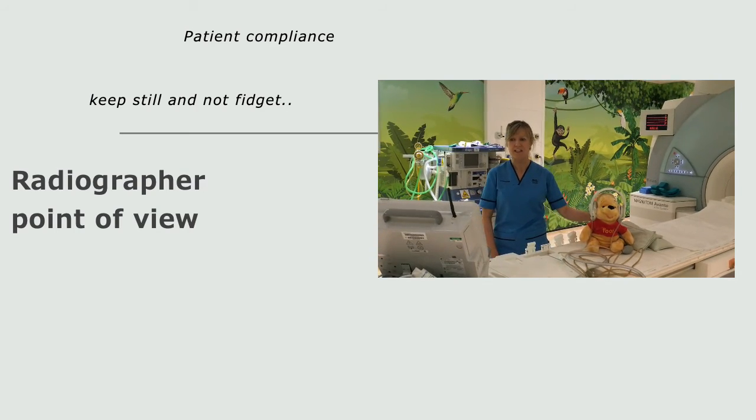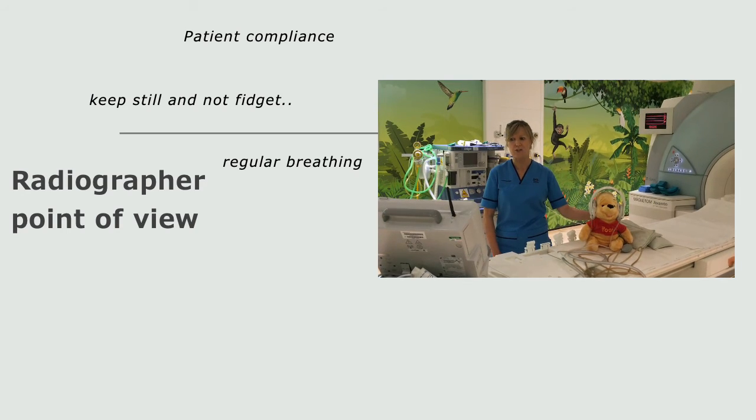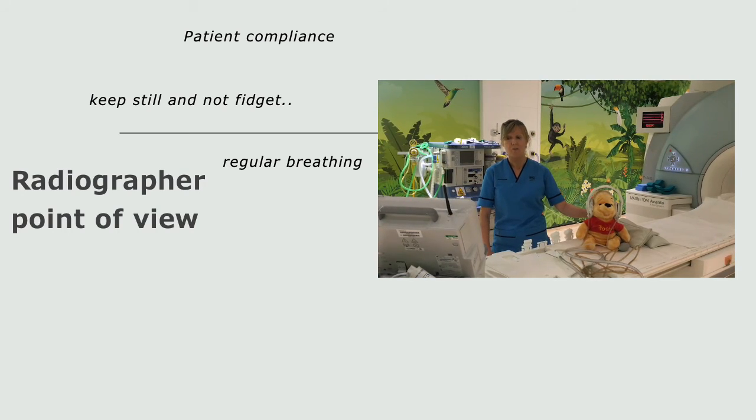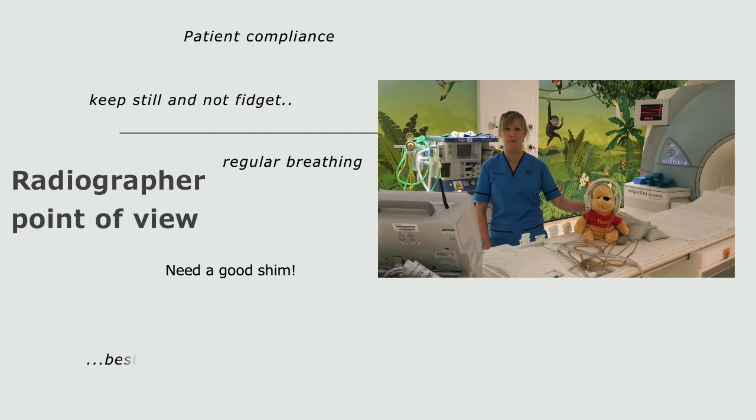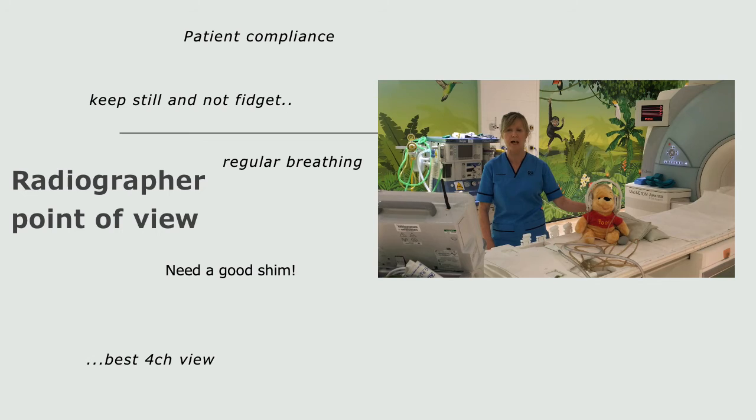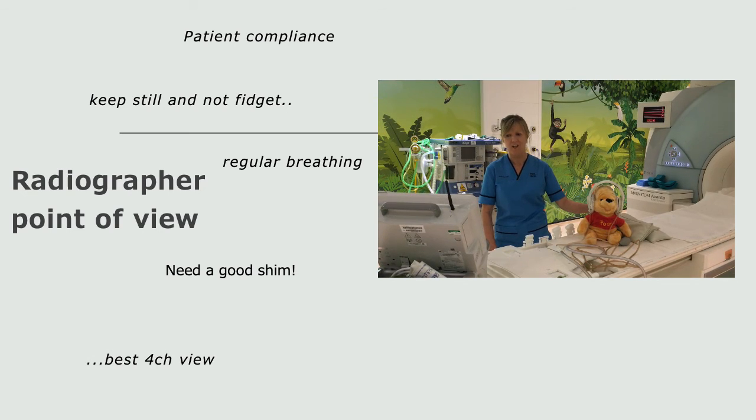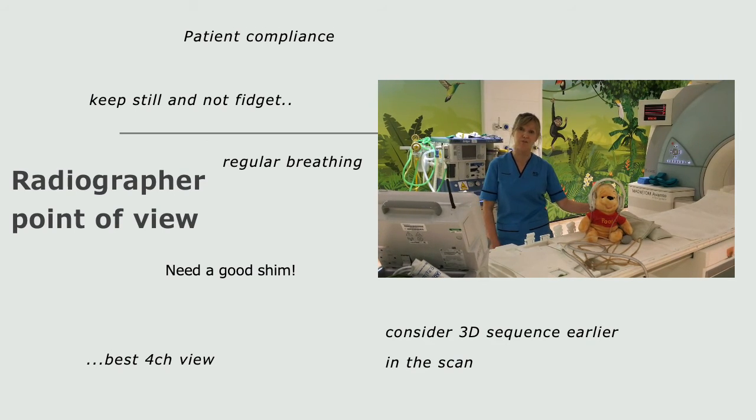Next, we need our patient to have regular and not erratic breathing so that the respiratory navigator works effectively, and we need good positioning of the navigator too. We need a good shim and the best 4-chamber view to enable us to work out the optimum acquisition to acquire the 3D data set. We will consider doing the 3D sequence earlier during the scan if this sequence is more of a priority.